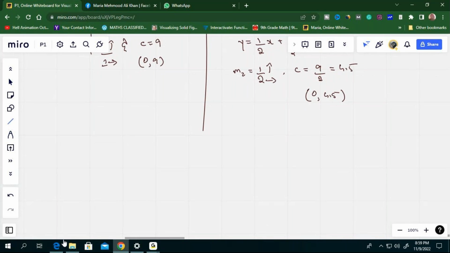and I am going to draw my arrow this time. My x-axis and my y-axis.